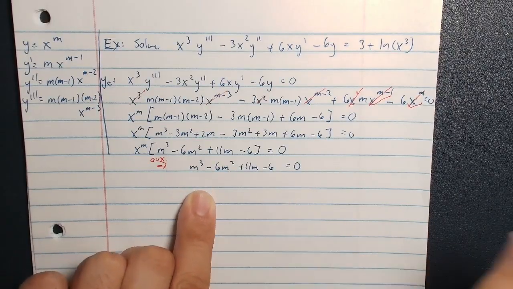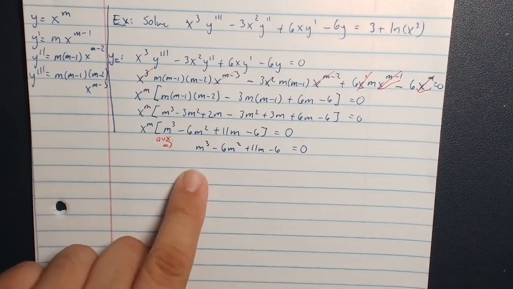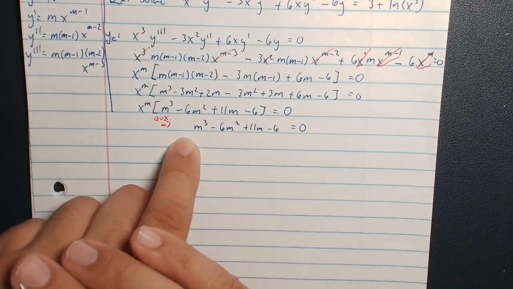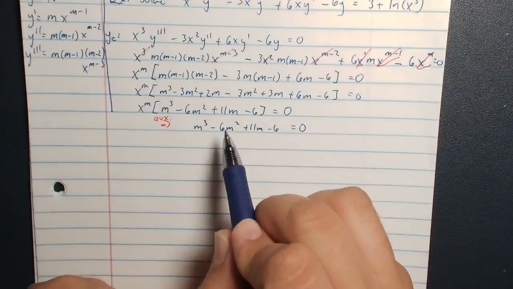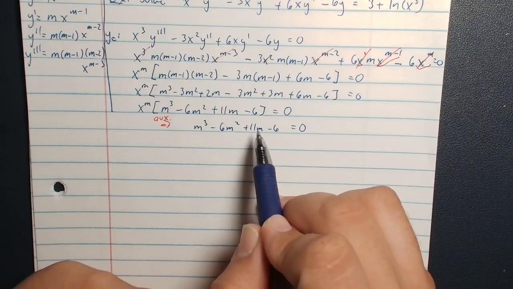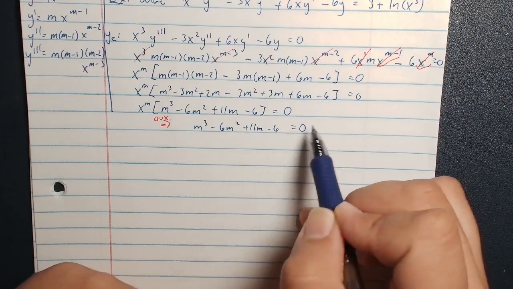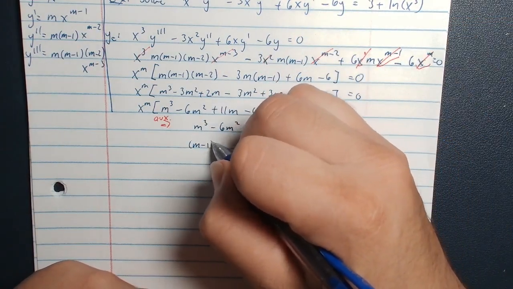Okay, so now we can go ahead and solve this. We can solve this by factoring. Use your favorite factoring techniques here. One thing I noticed right away here is that the number 1 is a solution to this. 1 minus 6 is negative 5. Negative 5 plus 11, that's 6. 6 minus 6 is 0. So since 1 is a solution, m minus 1 is a factor.